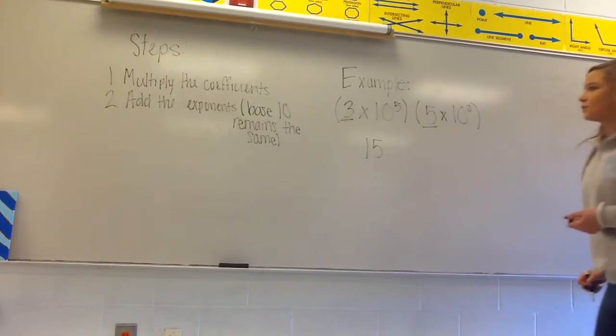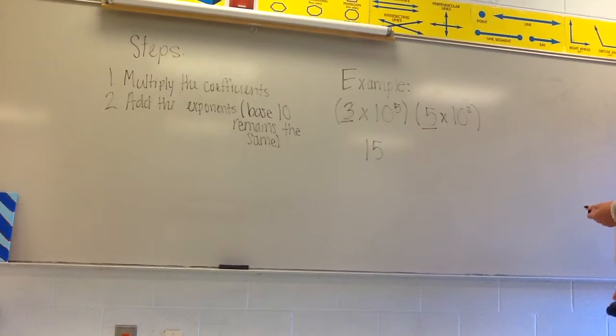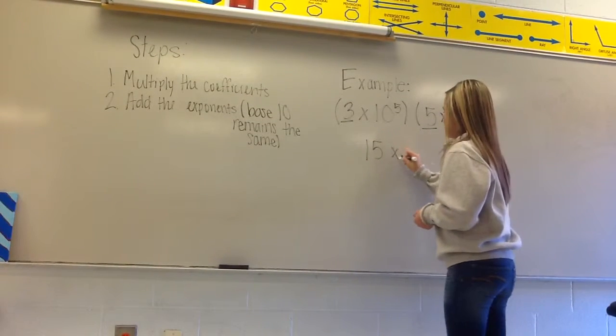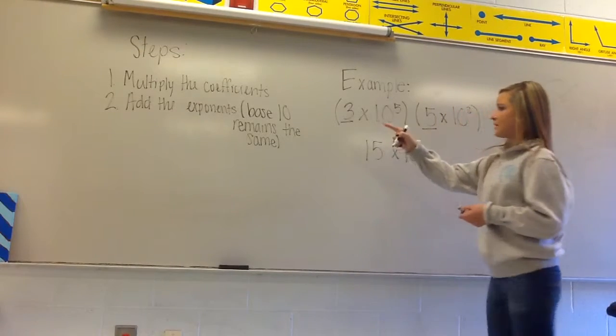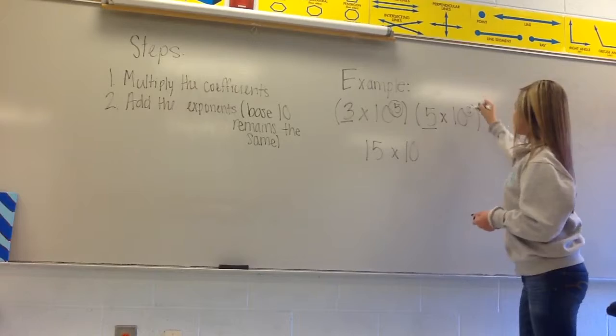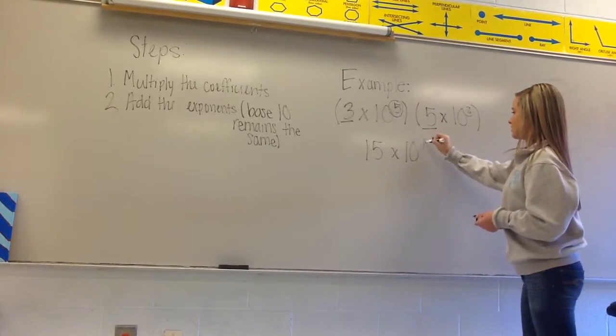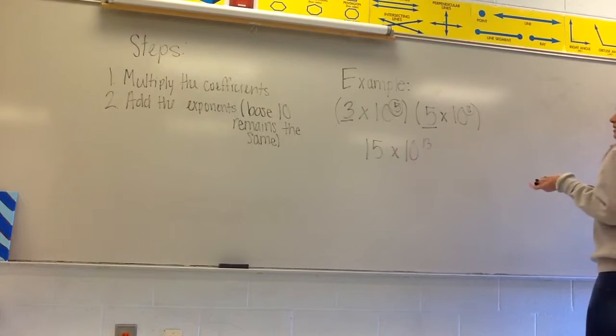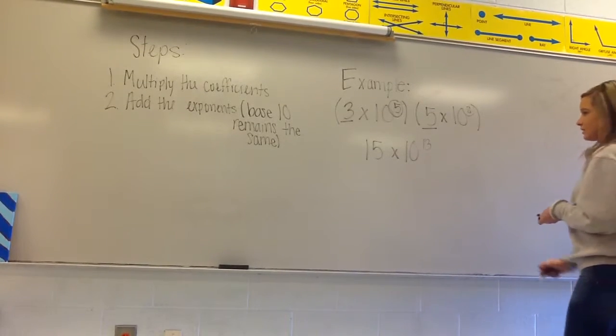And next we have to add the exponents, and the base of 10 remains the same. So we can go ahead and write 10. And next we have to add the exponents. So we have 5 plus 8, which gives you 13. So your answer for this example is 15 times 10 to the 13th.